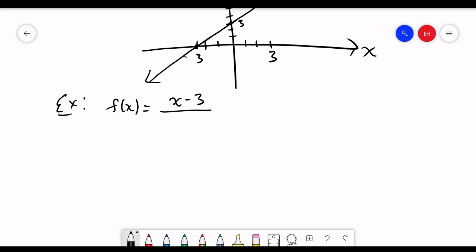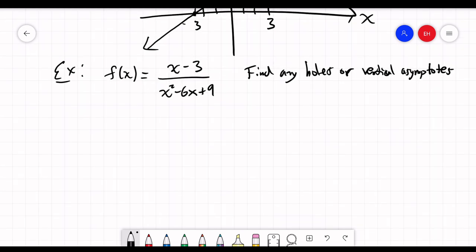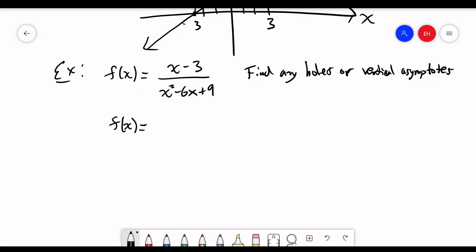So here I have the function f of x equal to x minus 3 over x squared minus 6x plus 9. And I'm supposed to find any holes or vertical asymptotes. So maybe pause and ask yourself, how am I going to find these breaks? What am I going to do to find the breaks in the graph? Where are those going to be? And if you said to yourself, well, it's going to be where the 0 is in the denominator, then you would be correct. Good job.